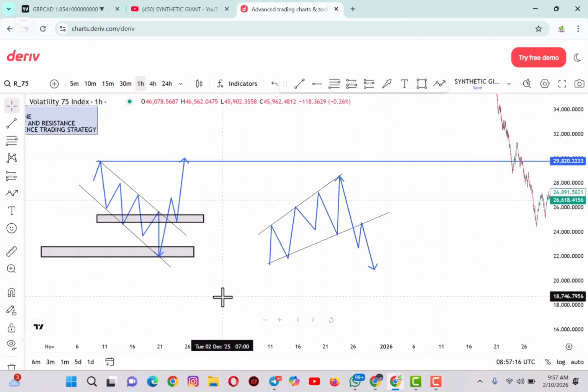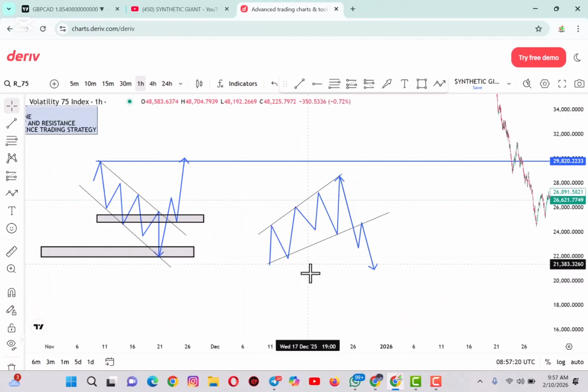All right, so now that you understand what a bullish flag and a bearish flag is, now we want to look at the chart and see how you can replicate what you have learned on the live chart.